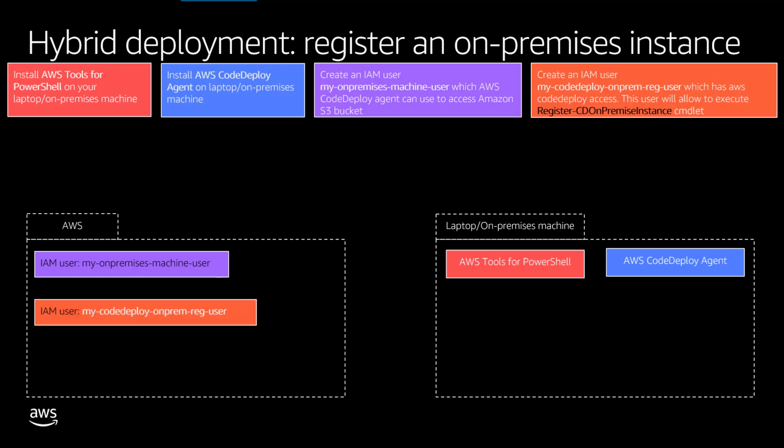You are then going to create an IAM user called My CodeDeploy On-Prem Reg User with certain AWS CodeDeploy permissions that allow you to register the on-premise instance with AWS CodeDeploy. This is going to be a temporary user. Once you register your on-premise instance, you can of course delete it. We use this user only to register the on-premise instance.